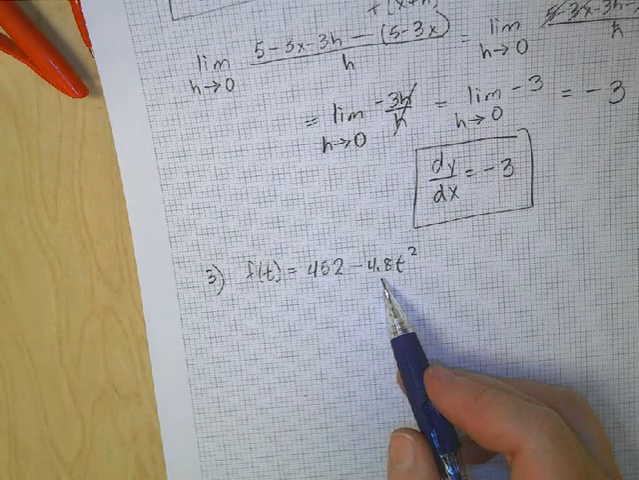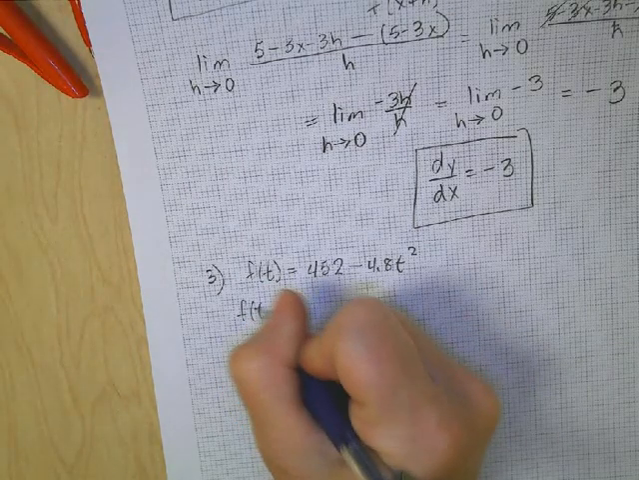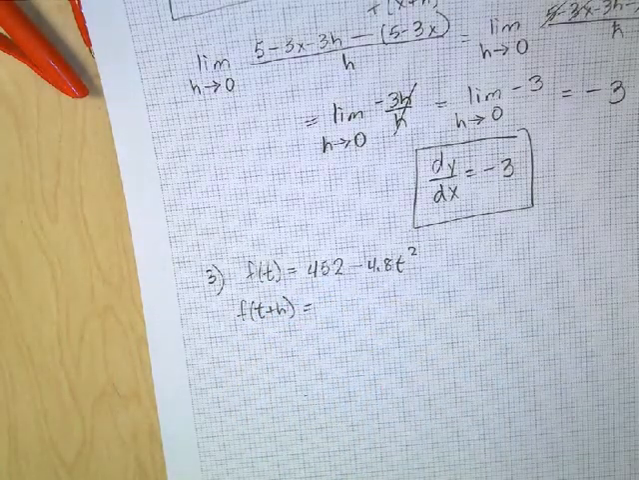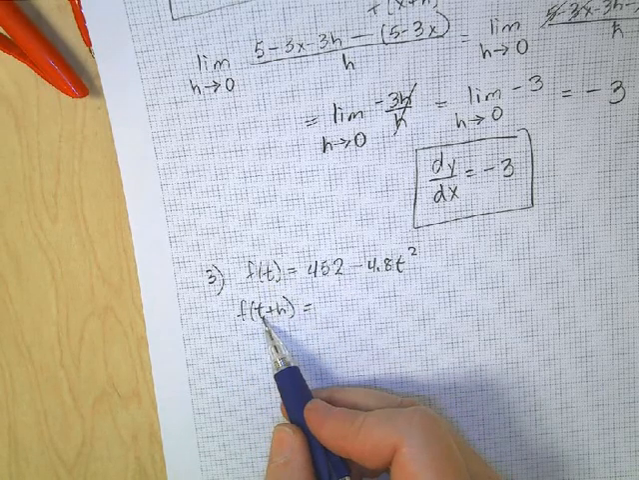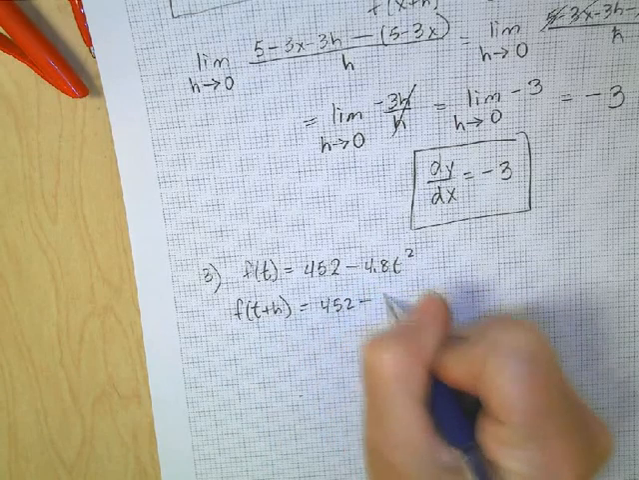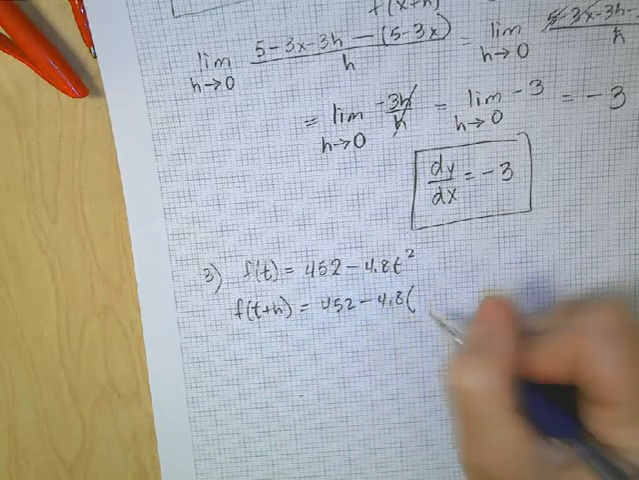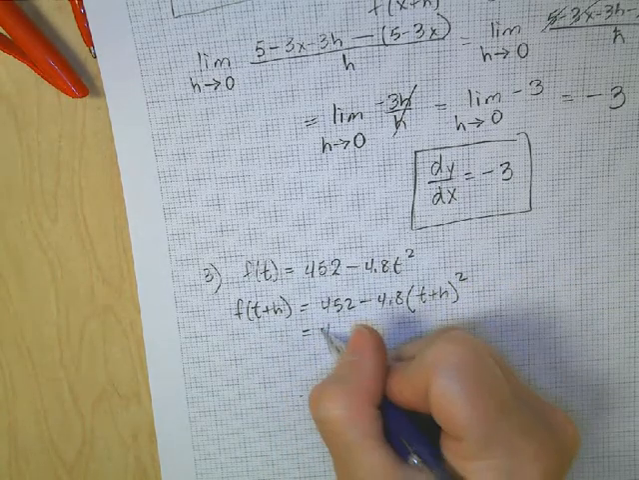So what have we got? We want to find the derivative of this, again, using first principles. So I'm going to do f of t plus h, just like we did before with x plus h, but now since they're giving us t instead of x, I'm going to find f of t plus h. So 452 minus 4.8 parentheses t plus h squared. Let's expand that.